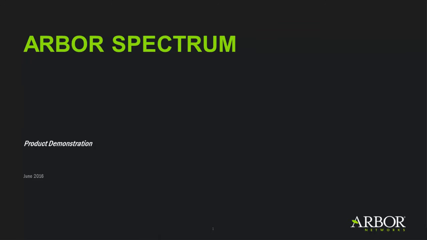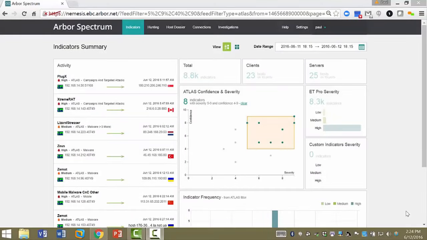The other day you potentially viewed a short video on Arbor Spectrum. Spectrum is Arbor's advanced threat hunting tool, and today I'd like to take you through a little more involved demonstration of the capabilities that Spectrum has. And we'll begin, again, as in the last demonstration, with just the indicator summary page.